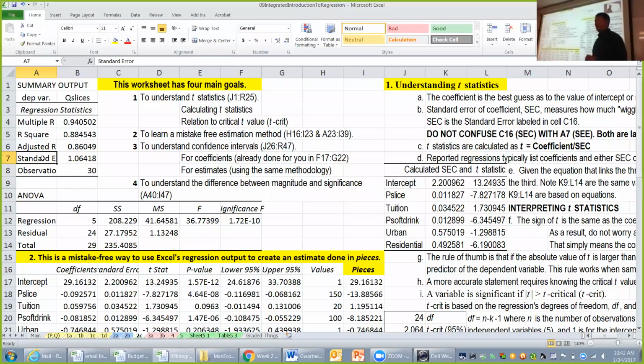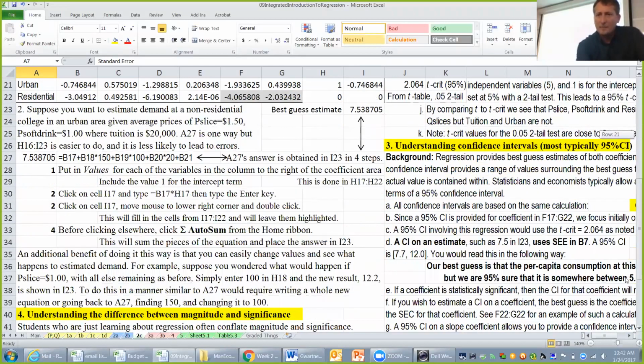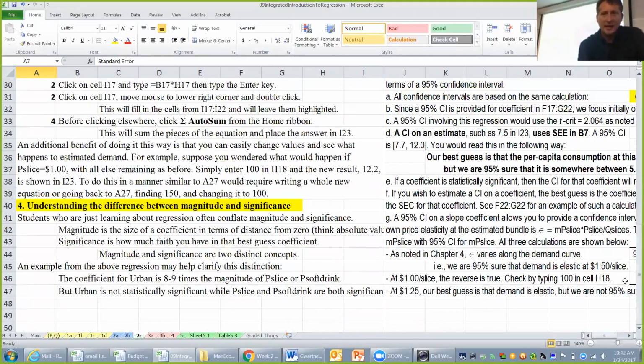Okay, questions there? All right. So that was confidence intervals. Okay, last concept, and we'll call it a day. You can see I'm burning you out here.